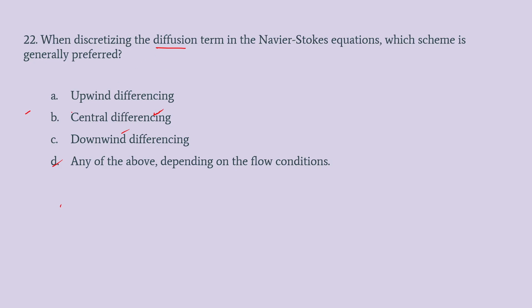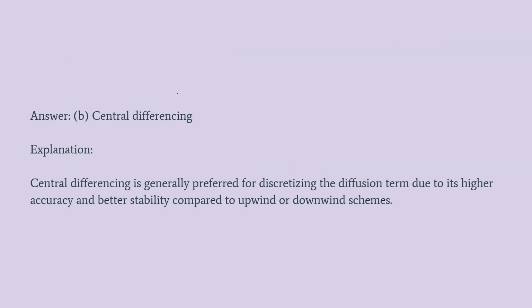Our answer is option B, central differencing scheme. So in diffusion terms, the diffusion terms are the spreading of flow property due to the density difference. So these diffusion terms are mostly discretized with central differencing schemes.